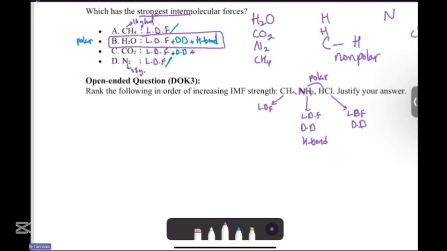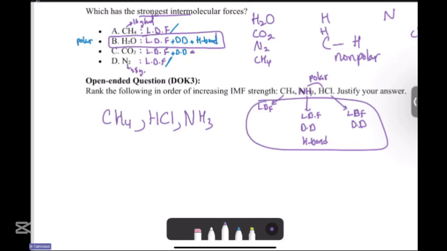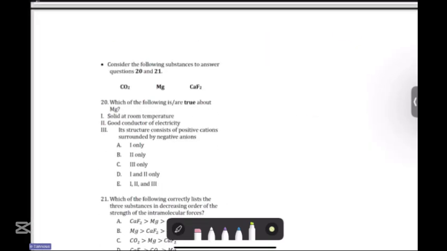So it's very clear now. The weakest is CH4, next HCl, next NH3. Now the justification is this, because you can just mention it in words: CH4 only has London dispersion forces, whereas HCl is a polar molecule. You have to mention that it is polar and has London and dipole forces. The only one that is very polar is NH3 and has all kinds of intermolecular forces. So that's why it is stronger.